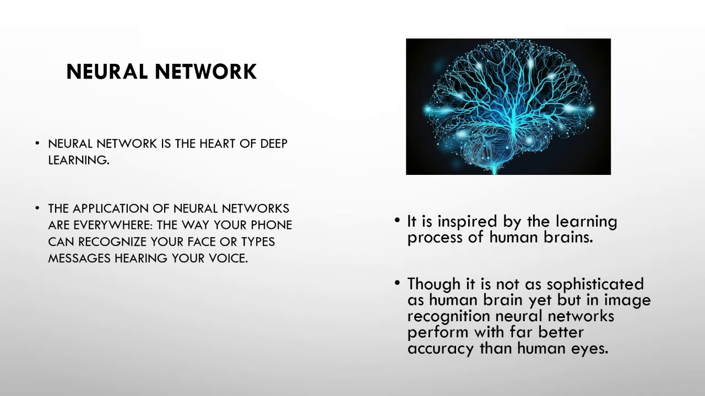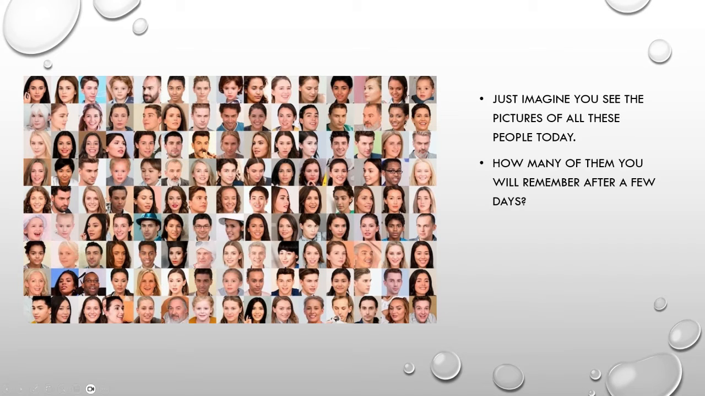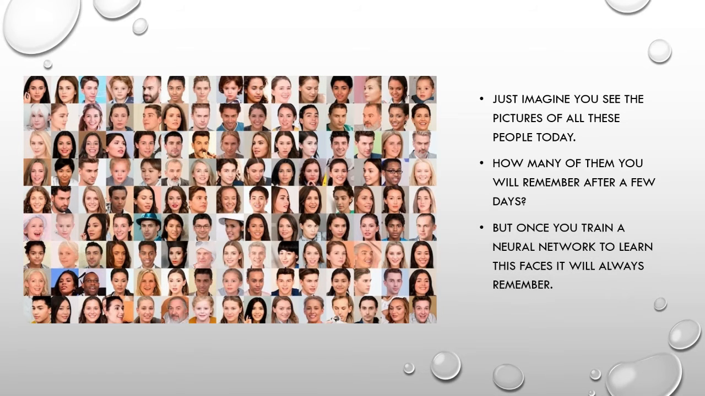It is actually inspired by the learning process of human brains. Though it is not as sophisticated as the human brain yet, in some areas like image recognition, neural networks perform with far better accuracy than human eyes. Just imagine you see the pictures of all these people today. How many of them will you remember after a few days, or few weeks, or even few months? Hardly any, right? But once you train a neural network to learn these faces, it will always remember them.